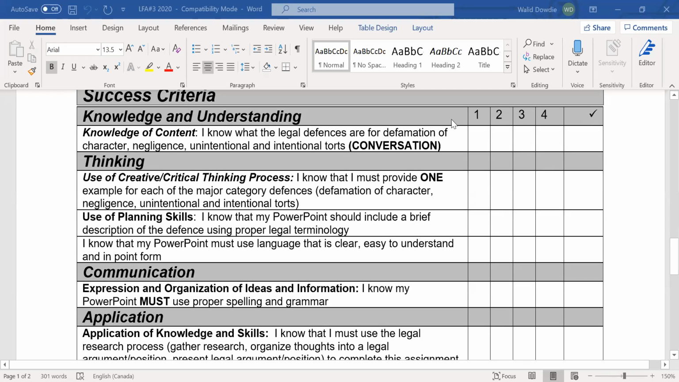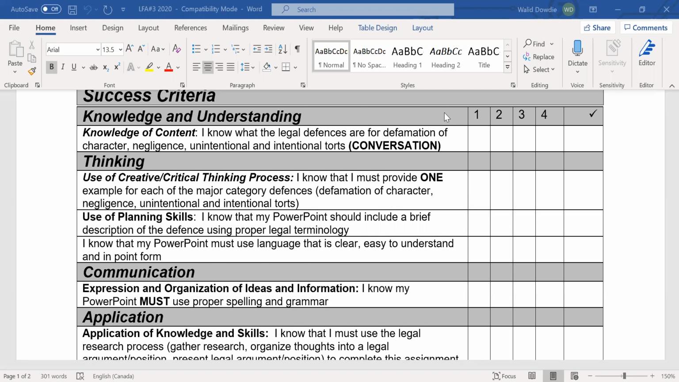Expression and organization of ideas and information. I know that my PowerPoint must use proper spelling and grammar, right? So just making sure that you're following the same rules. Even though it's not a sentence, you should be able to spell the words correctly, and the bullet point should make enough sense so that it is clear and everyone understands them.